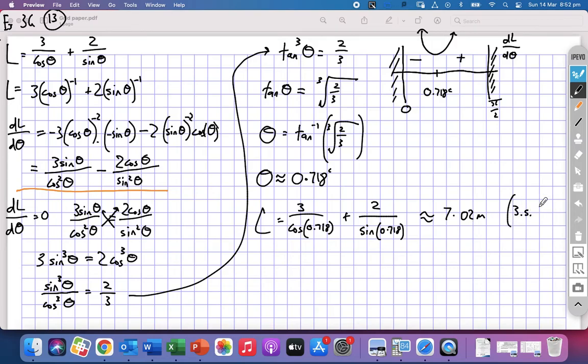If you're in doubt, you're in the exam, you're thinking, are they going to penalize me for only writing 3 sig figs? Well, tell them that's what you're doing. Then they'll be like, oh yeah, okay. We won't take a mark off.